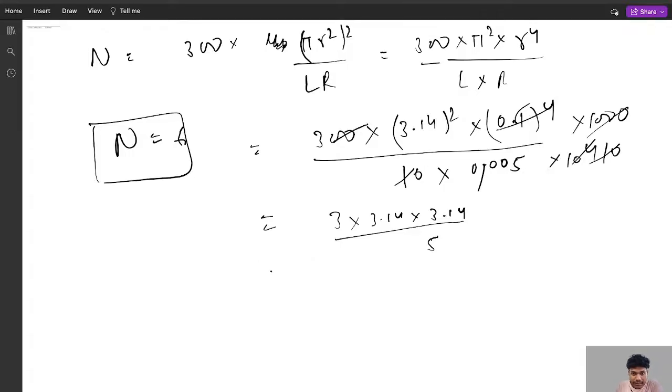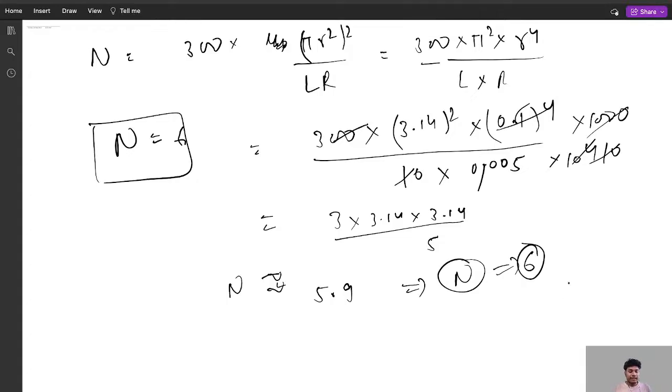Okay. So I think it comes out to be 5.9, approximately 5.9. It is written in the integer form, that is n is equal to 6. Return the nearest integer. So n is equal to 6. Do you understand this? Now move to the next question.